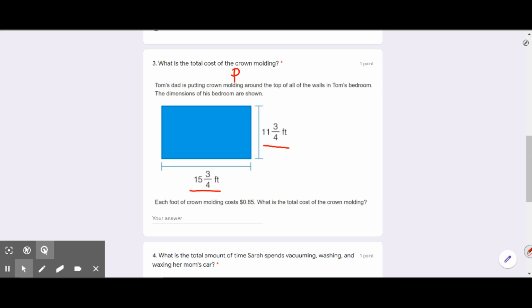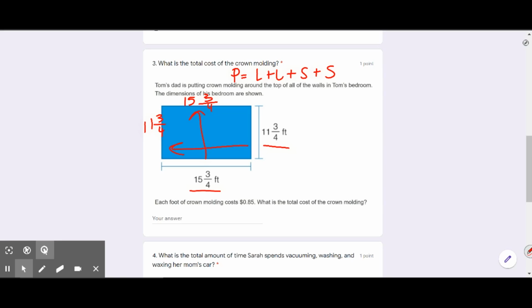And perimeter means that we're going to do length plus length, or height plus height, or width plus width. It's just saying that we're doing one side twice and the other side twice. So what I normally teach is I say put the same number across. So 11 3/4 over here. Put the same number across, 15 3/4 here. All right, so now what we're going to do in order to figure out how much crown molding is needed there, we have to add everything up like it shows in that equation.